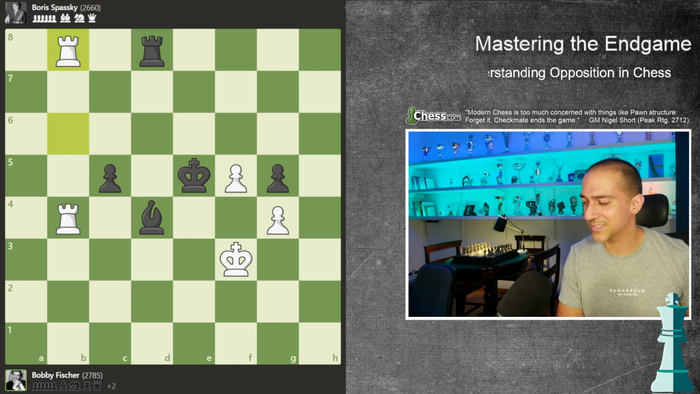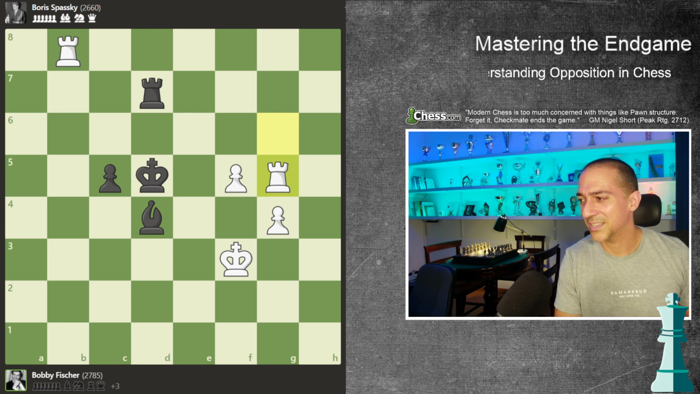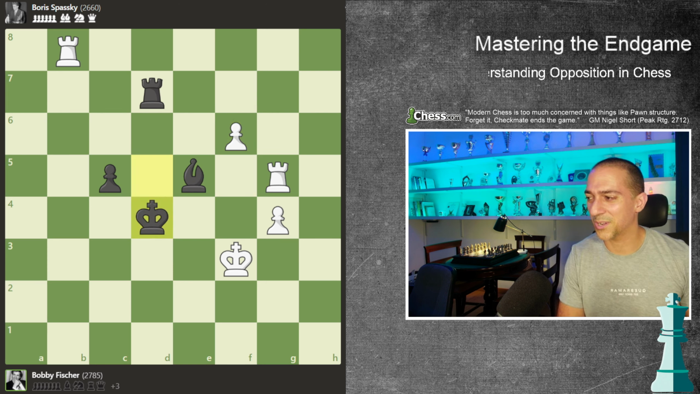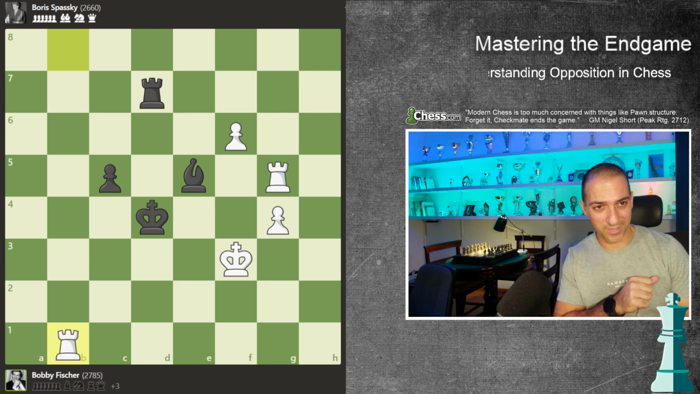And now let's exchange the rook. This has continued with rook again. He is always trying to find a way to give checkmate. And after rook b1, this position is completely won.